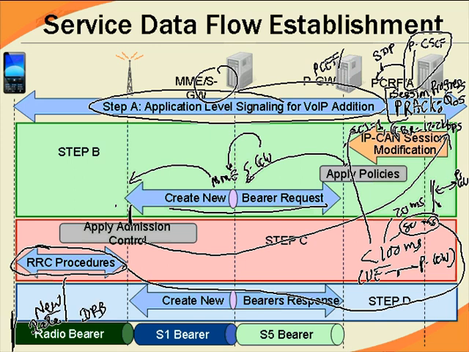Between the UE and eNode B, a new S1 user plane bearer between the eNode B and the serving gateway, and the new S5 or S8 bearer between SGW and the PGW. And as we know, the combination of all the three logical links is your end-to-end EPS bearer. That's what is happening on the LTE side.